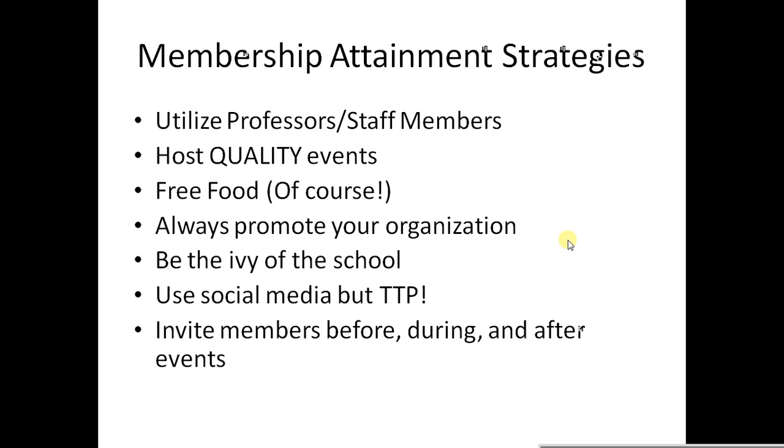I think you have to be the envy of the school. And what I mean by that is, your organization has to become the type of organization that people want to be a part of. Like, for example, some organizations are predicated on the fact that here is an organization that the cool kids are a part of, the popular kids are a part of. And so they become the organization that people want to be a part of, because there is a perception that the cool kids are a part of this organization.